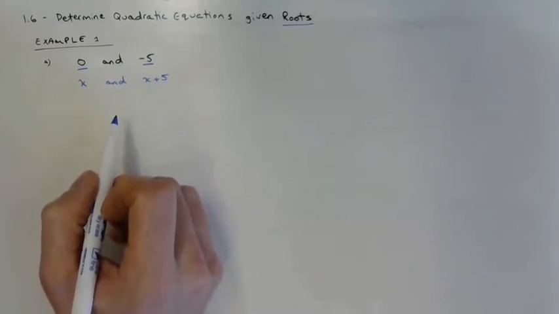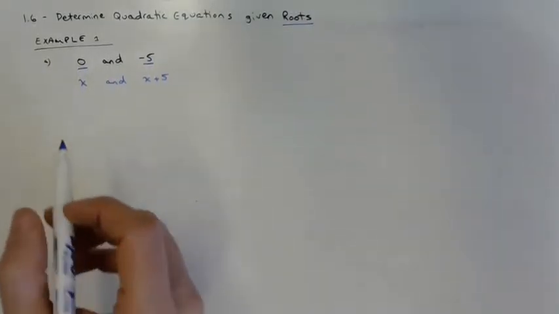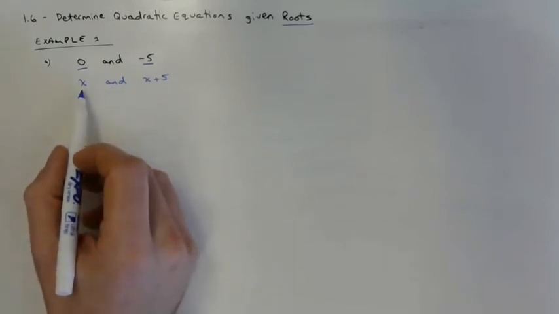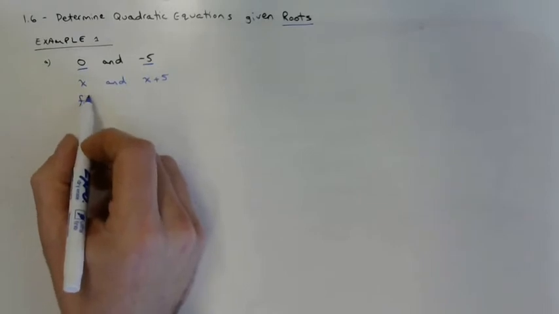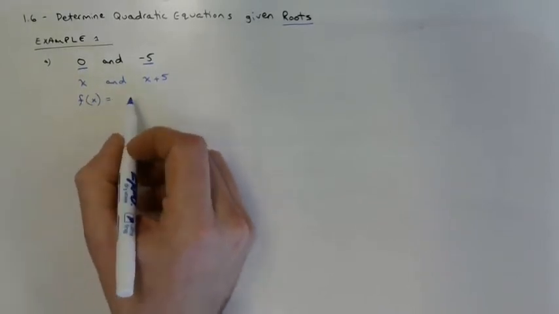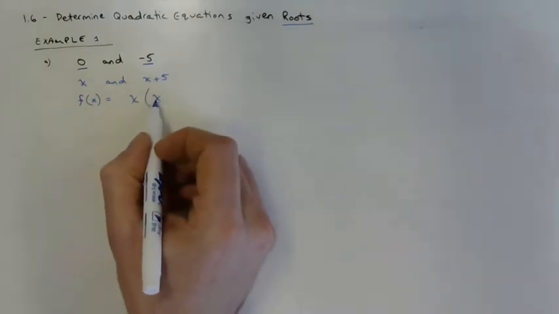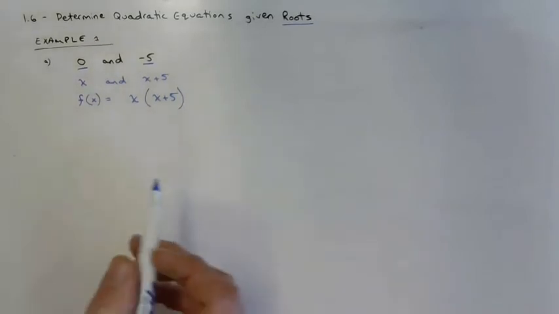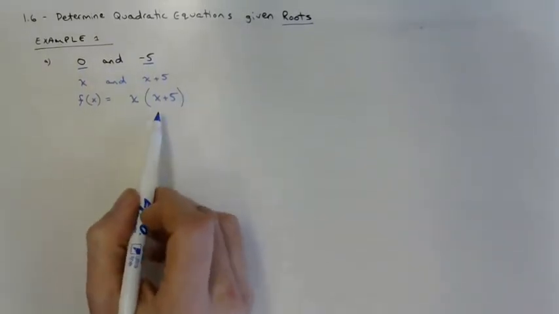Okay? Factors means 2 things that you multiply by each other to get a product. So x is a factor and x plus 5 is a factor. I'll make that make sense right now. So our function is f of x equals x times x plus 5. I'm not done after this, but it's worth talking about at this point. So this is one member of the family.